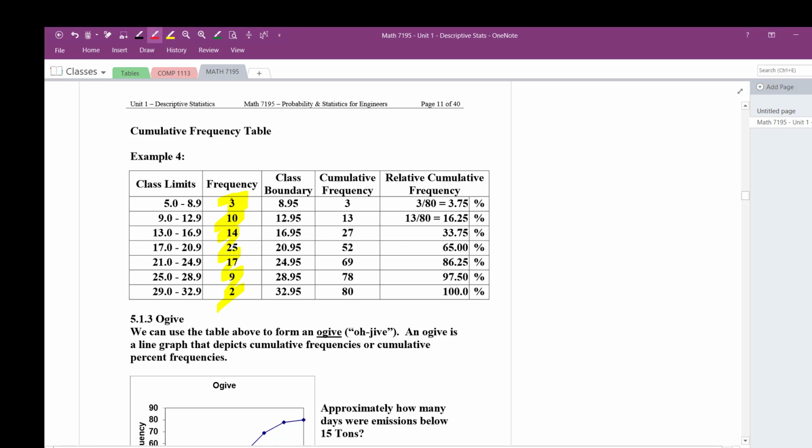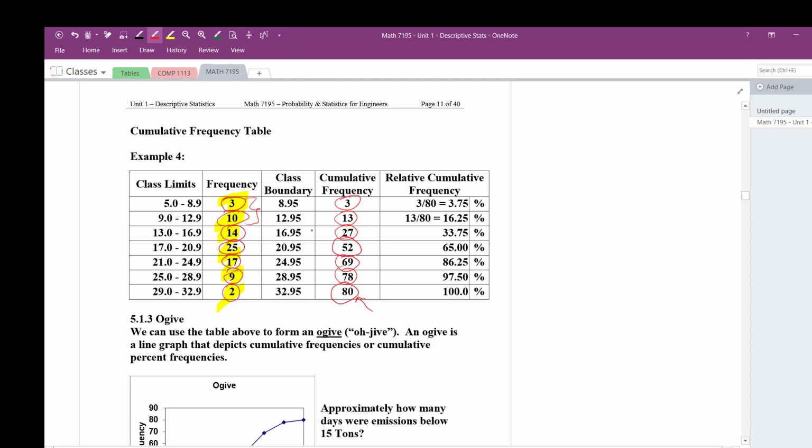In the first category here, there are 3 items. In the next category, I'm going to add 10 plus 3 to get the 13. And then in the next category, I'm going to add the 14 on to get the 27. And then in the next category, I'm going to add 25 on to end up with 52. And you keep going with that. Add 17 more, add 9 more, add 2 more, and in the last category there, we have all 80. In this case, we're basically building a less than or equal to table.